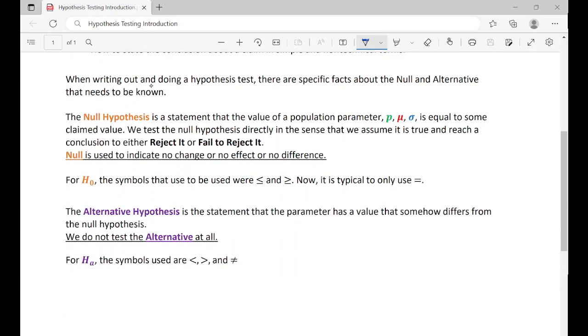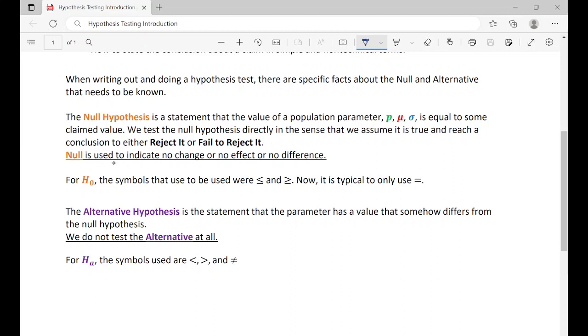When writing out and doing a hypothesis test, there are specific facts about the null and alternative hypothesis that need to be known. The null hypothesis is a statement that the value of a population parameter, p, mu, or sigma, is equal to some claim value. We test the null hypothesis directly in the sense that we assume that it is true and reach a conclusion to either reject it, where we have enough information to say no to it, or we fail to reject it, where we don't have enough information to say it's not true.